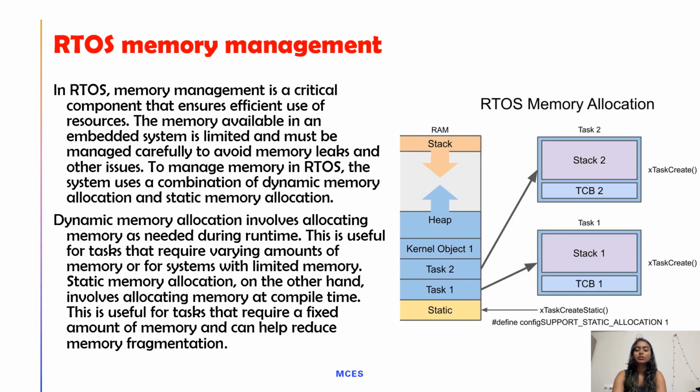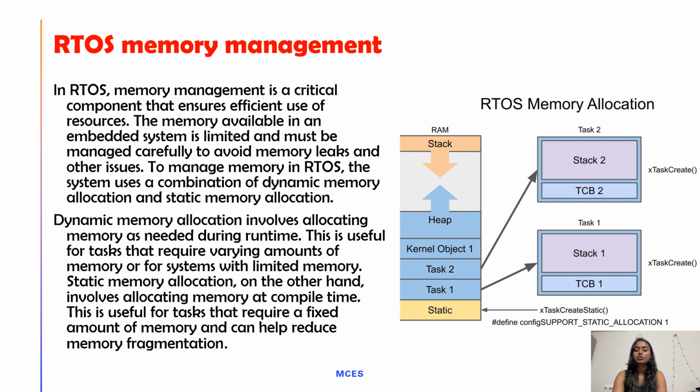Next is RTOS memory management. Memory management is a critical component that ensures efficient use of resources. The memory available in an embedded system is limited and must be managed carefully to avoid memory leaks and other issues. To manage memory in RTOS, the system uses a combination of dynamic memory allocation and static memory allocation.